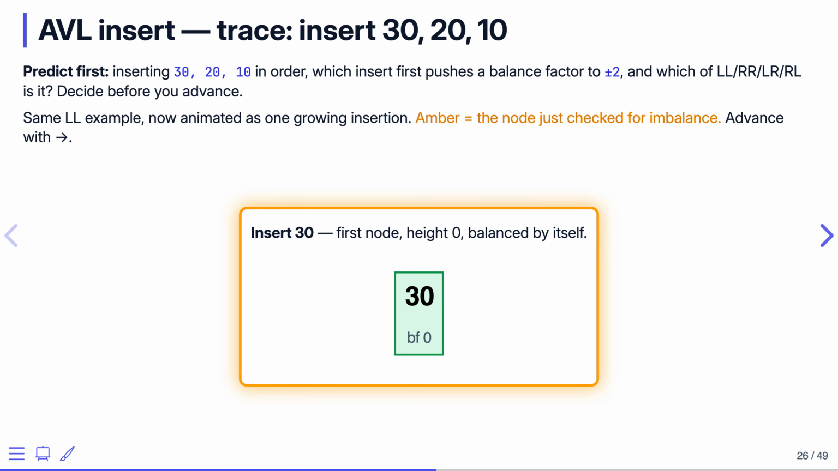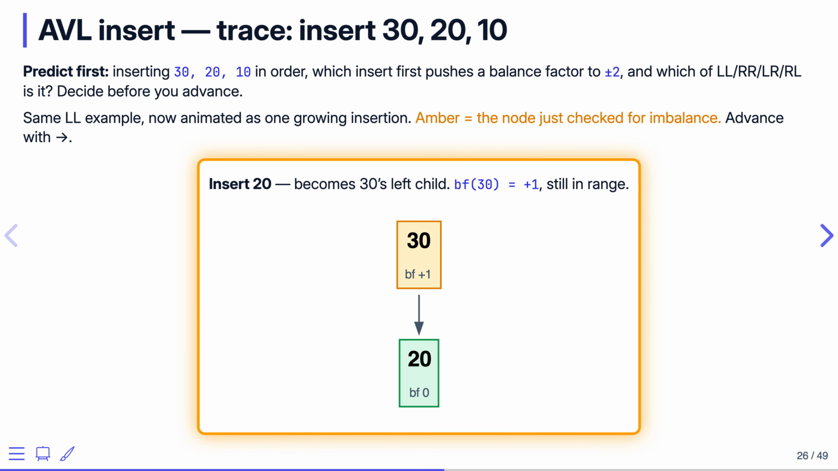We start with 30. It is the very first node. Its height is 0, and it is balanced all by itself. Now we insert 20. 20 is smaller than 30, so it becomes 30's left child. The balance factor of 30 is now plus 1. That is still inside the allowed range of -1 to +1.